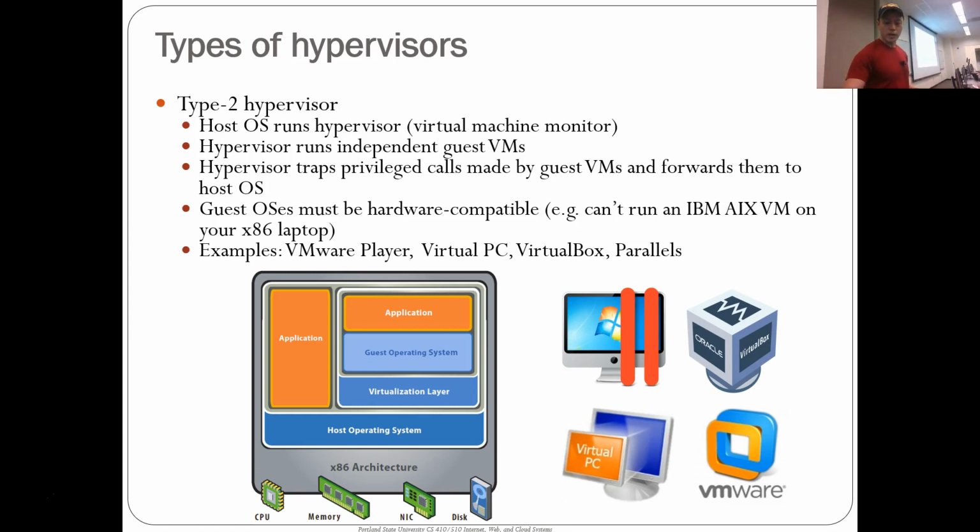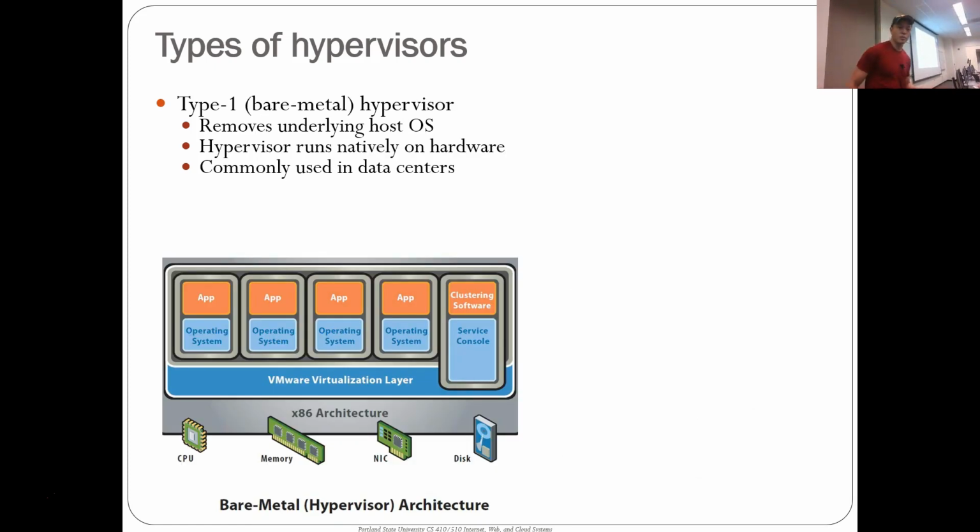The other kind of hypervisor that you're going to use is the Type 1 or bare metal hypervisor. The approach removes the host operating system. Instead, you run the hypervisor directly on the hardware, which is what this virtualization layer is. And then all of your VMs run on top of this Type 1 hypervisor that's running directly on bare metal.